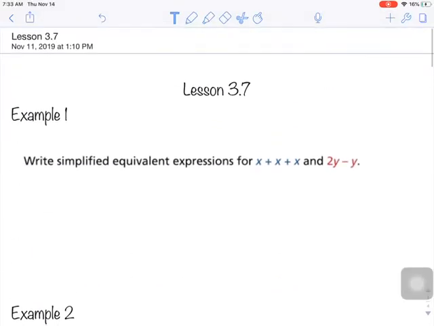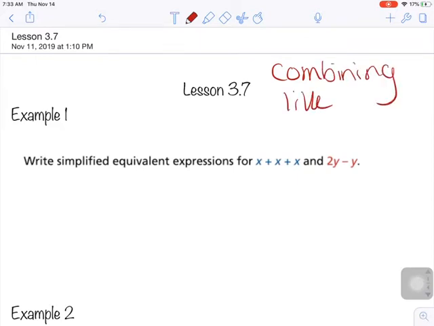Okay guys, so today we're going to be talking through lesson 3.7, and here we're going to be simplifying expressions. And to be doing that, we're going to be talking about combining like terms. I'm going to put that up here. So we talked in our previous videos a little bit about what like terms are. So like terms are anything that has the same variable.